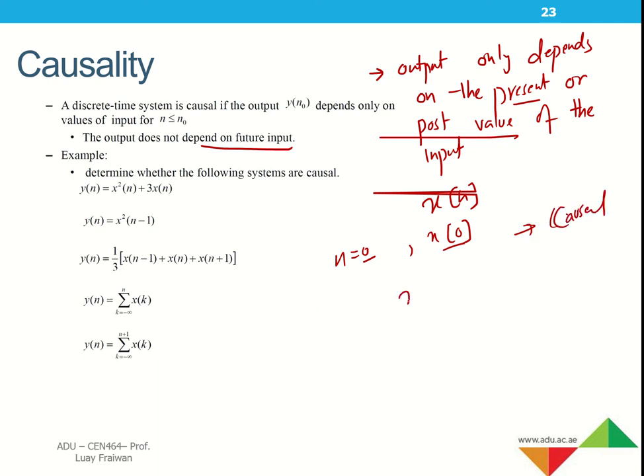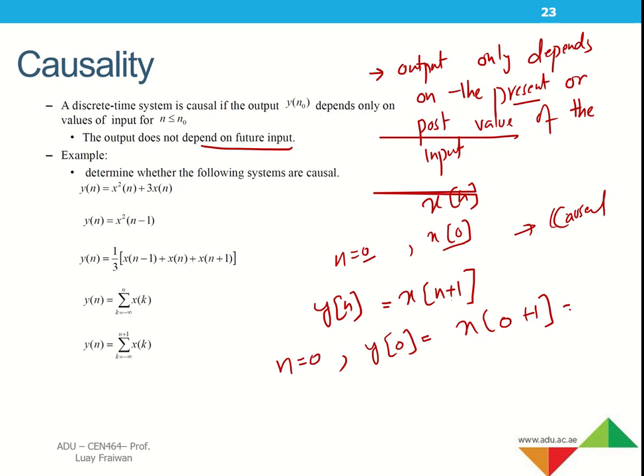So this system will be causal. Okay, let's say now I have a system with this one, a shifted time invariant signal. Let's say this is one system. To check whether it's causal or not, what should I do? I will just put n is equal to 0. Just check at one value. So y of 0 will be x of 0 plus 1.